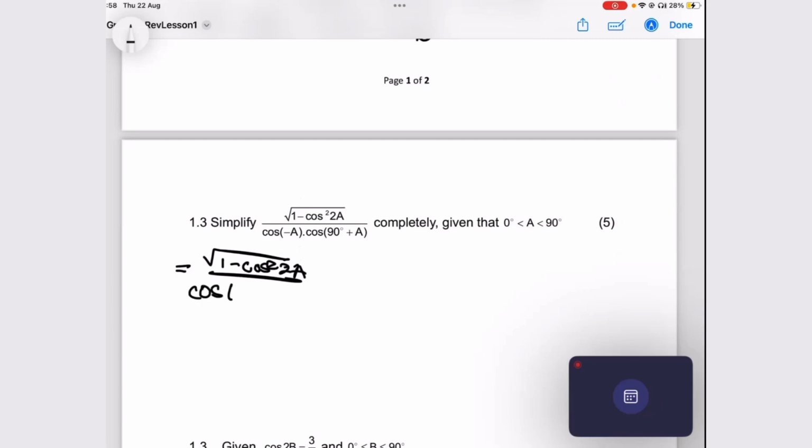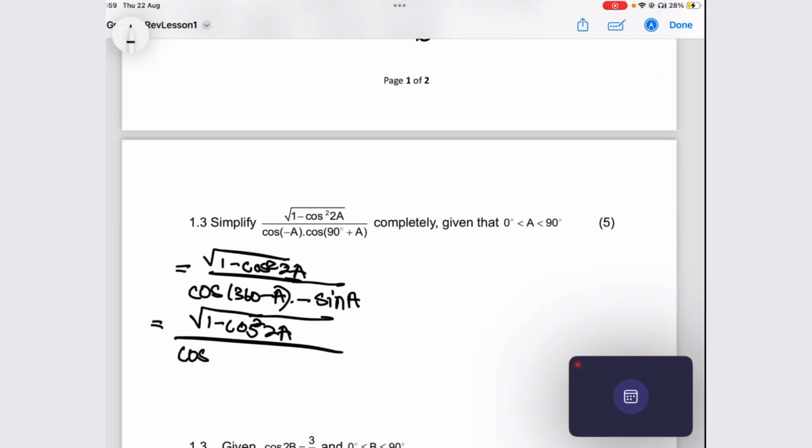This will definitely be cos of 360 minus a, because it's a negative angle, so we need to add 360. And cos of 90 plus a is in the second quadrant, where cos is negative, but it will change to sine a. Now, that will be the square root of 1 minus cos squared 2a. Cos a is in the fourth quadrant where cos is positive, so we're going to leave this as cos a times negative sine a.